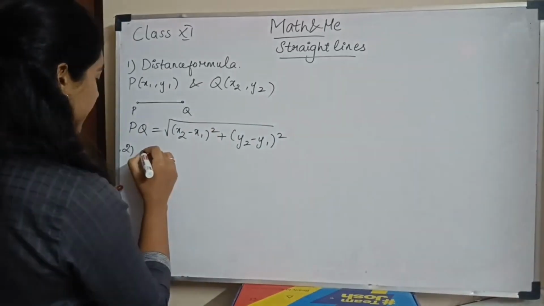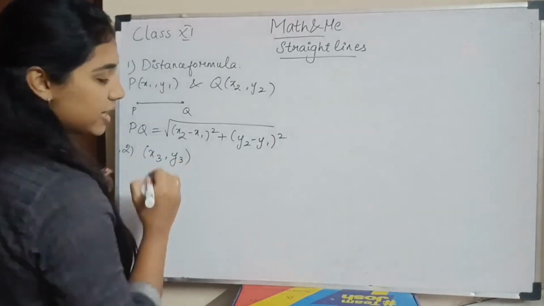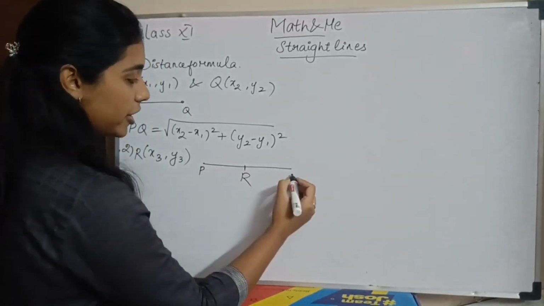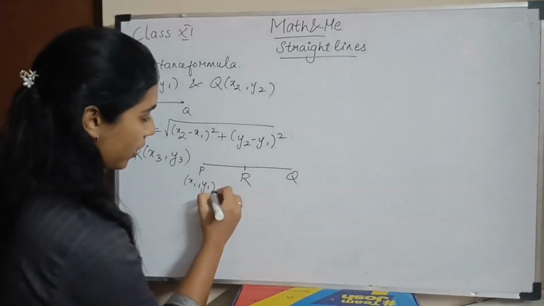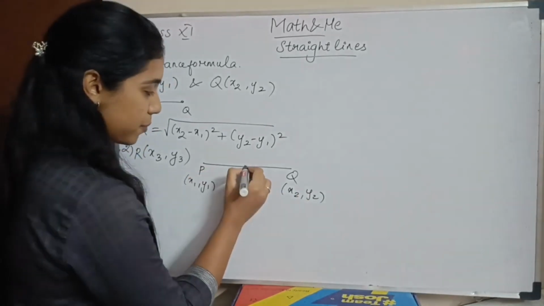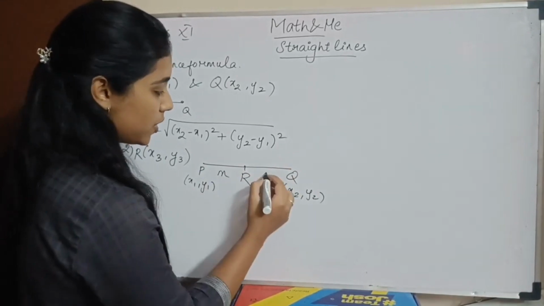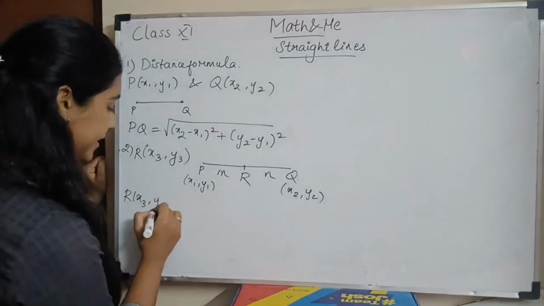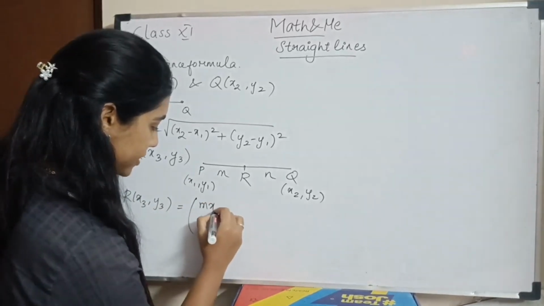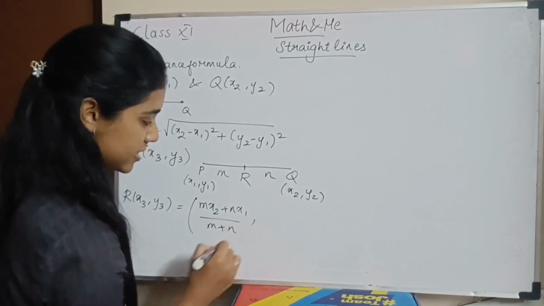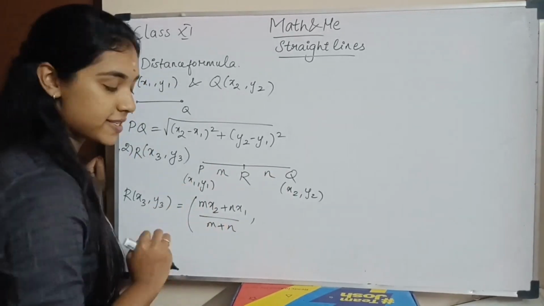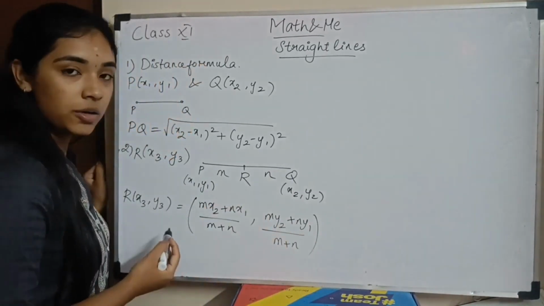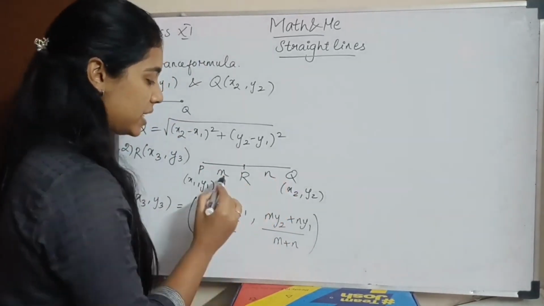The next formula is to find a point, for example, let the point be x3 and y3. Let this point be denoted by R. So if this is the point R and this is the point P and this is the point Q with coordinates x1, y1 and x2, y2, and this point R separates the line segment PQ in the ratio m:n, then you can find the coordinates of R using this formula. The coordinate of R, which is x3, y3, is nothing but mx2 plus nx1 by m plus n. This is the x coordinate, so that's why we are taking the x coordinates of the 2 points. And m y2 plus n y1 by m plus n. So this is how you find the coordinates of the point that divides the line segment in some specific ratio.